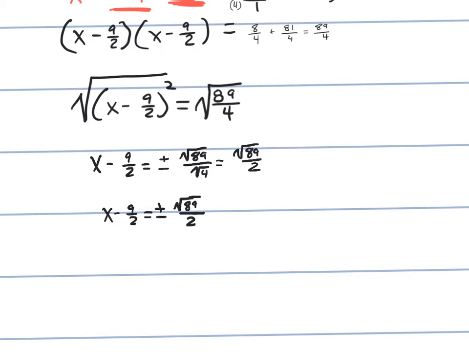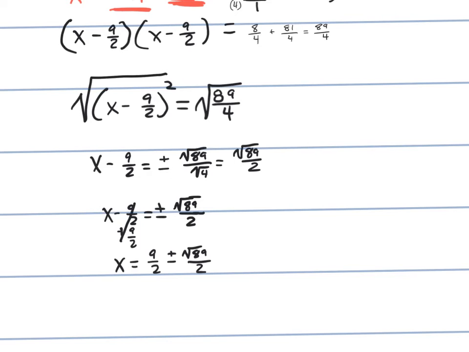Now what? Then you have to kind of break down 89 if you can. Try 3. I'll let you know right now it does not break down. I'll save you that time. We could try all sorts of different things, but I'm going to save you that mess. That's not going to break down. So now what? Plus 9 over 2. Plus 9 halves. So we get x is equal to 9 halves plus or minus the square root of 89 halves.